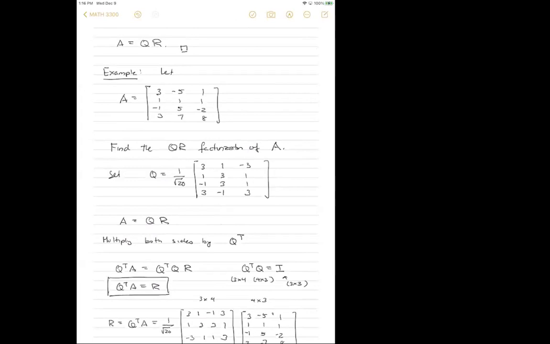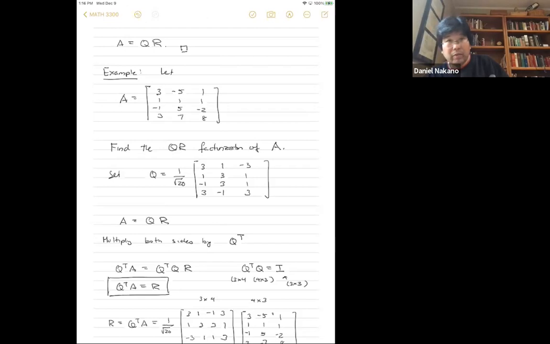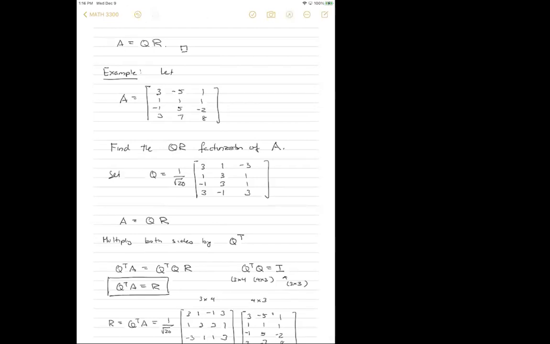So is this A right here, has Gram-Schmidt already been applied to the columns and that was the result? Or is that the original matrix? This is the original matrix up here. Okay. And we use the same one from our previous problem. Yes.